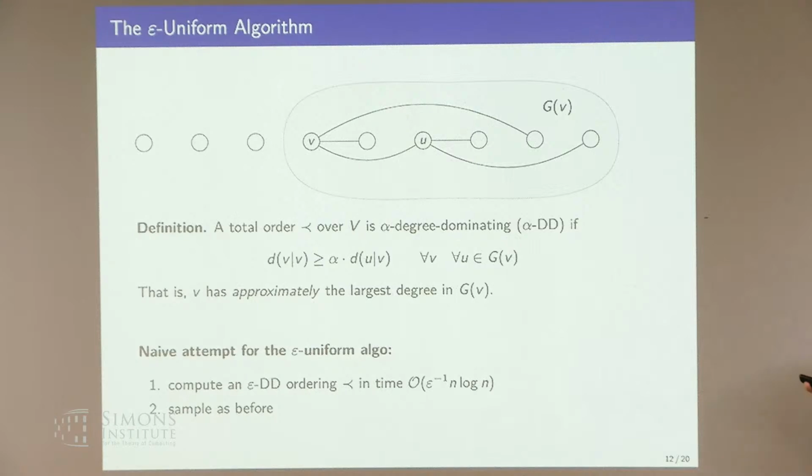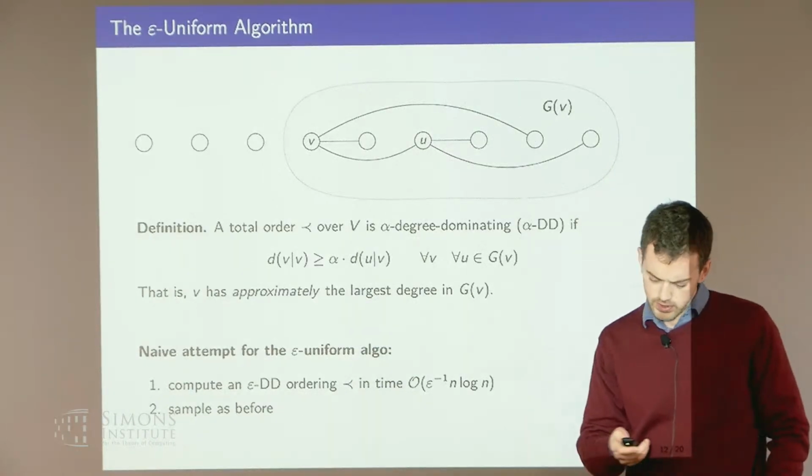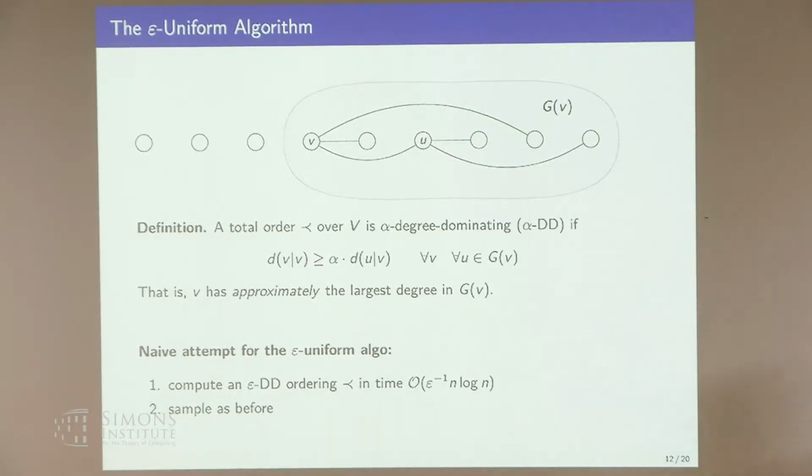But maybe I can obtain this efficiently, by just sampling a couple of edges and estimating, running a sketched preprocessing. So the naive attempt would be to compute what I call an epsilon degree dominating order in this time, just making a guess, and then just sample as before. And the thing is, this doesn't work. I couldn't find any way. I found good reasons for which this cannot work.